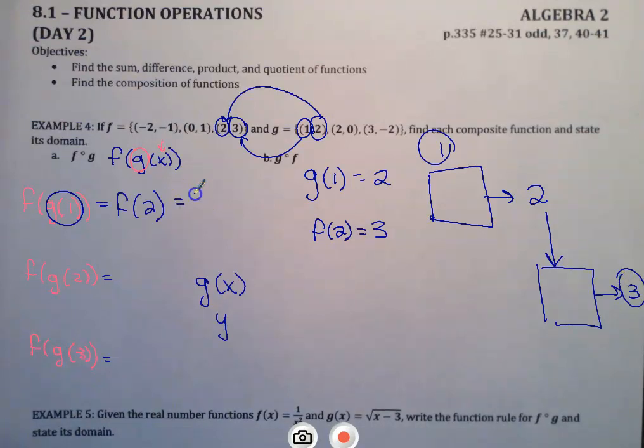Okay, so f of 2 we said was 3. So like Brandon said, the ordered pair here is 1, 3. So that's the final answer for this composite function.